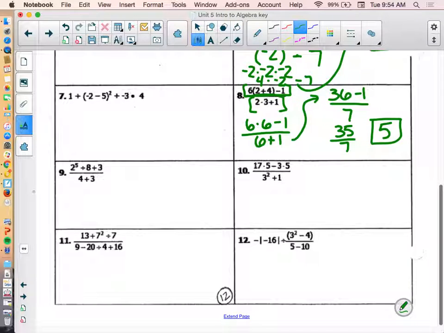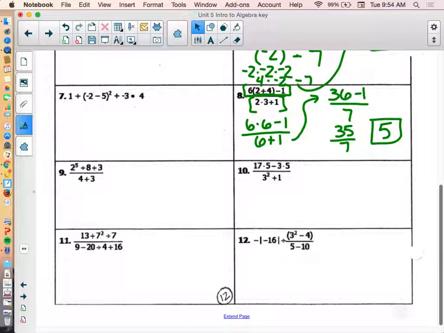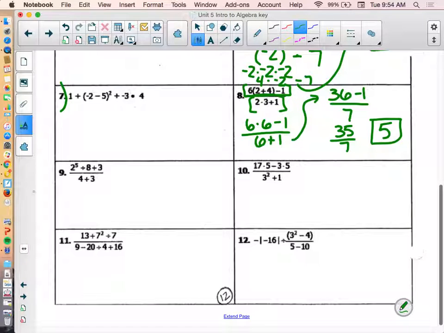Notice I do not have equal signs because these are all expressions. I would love for that to happen for you. Don't get confused. I just noticed number 7, that's a number 7, so don't think that's part of the problem. And please complete your assignment. Thank you.